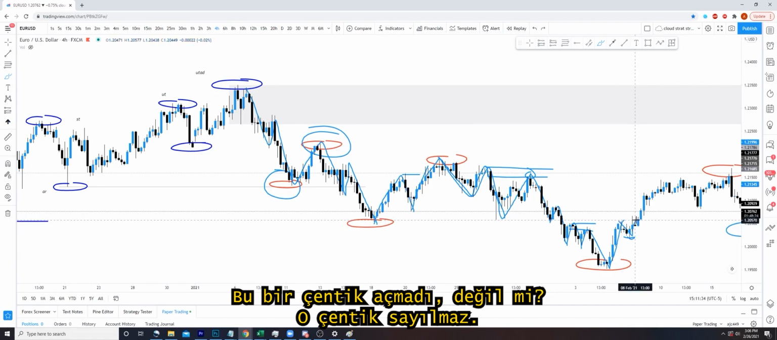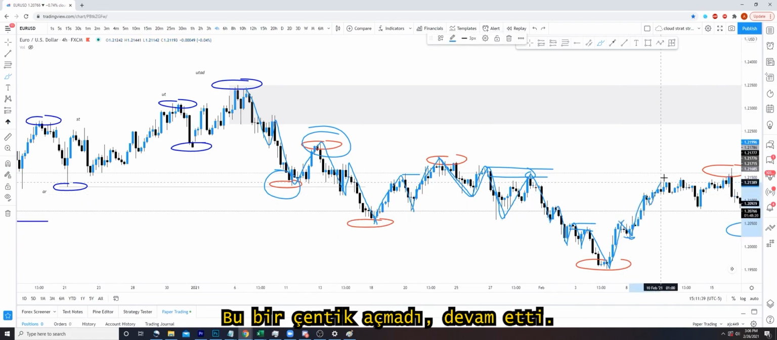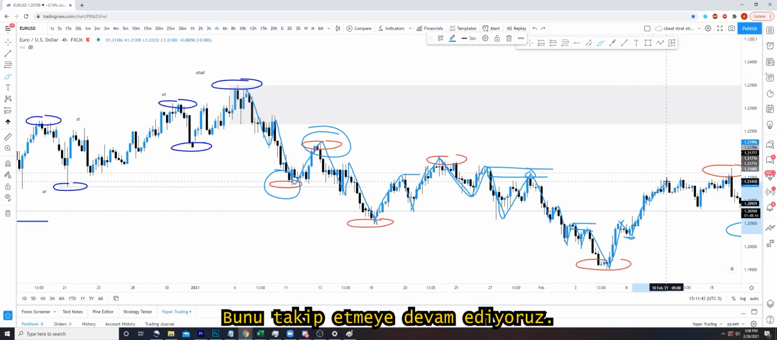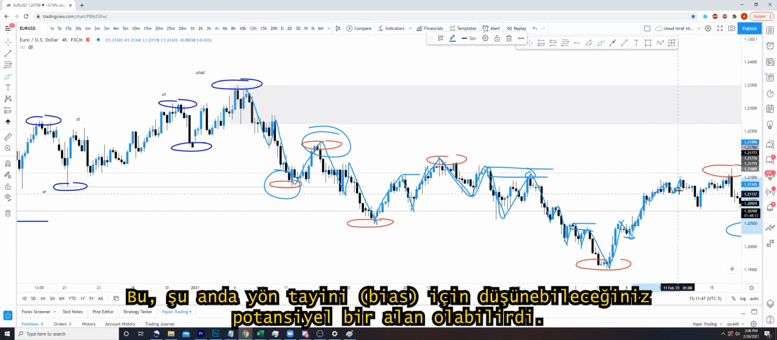This didn't make a dent, right? That doesn't count, but this made a dent, continued. This did not make a dent and continued. This just kind of did this, right? We keep following this. This one did that, made a little bit of a dent, moved higher. This could have been a potential area that you could consider for buys, right?